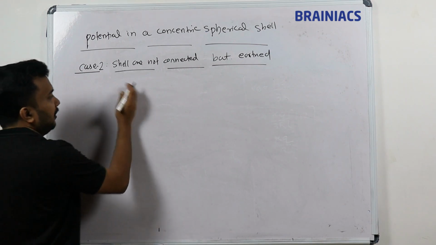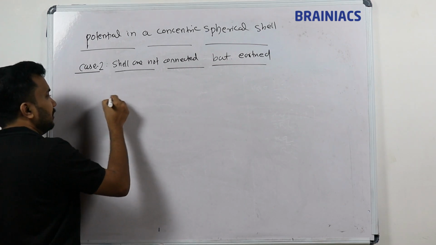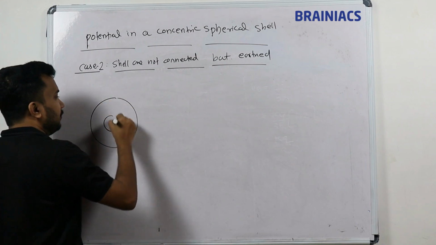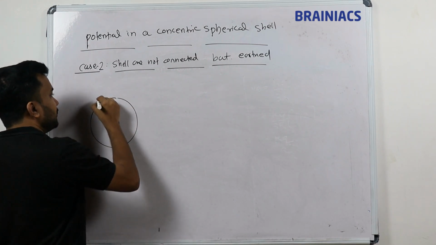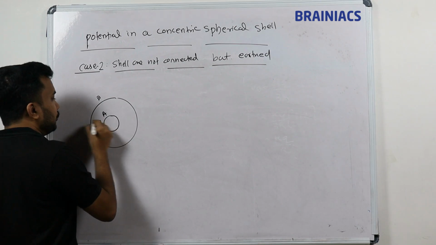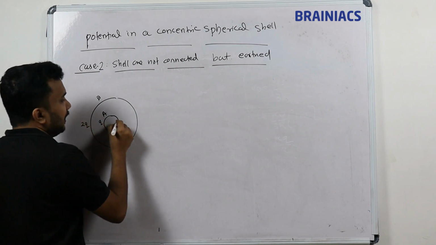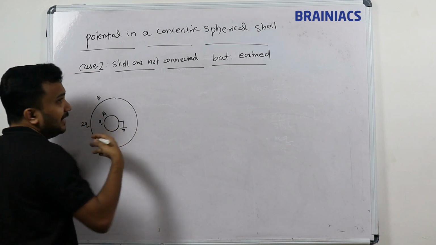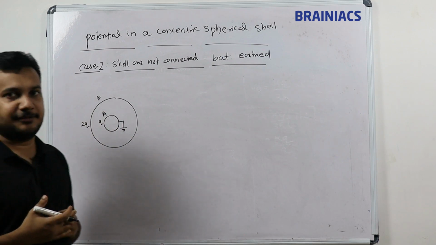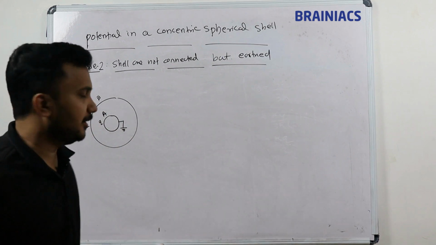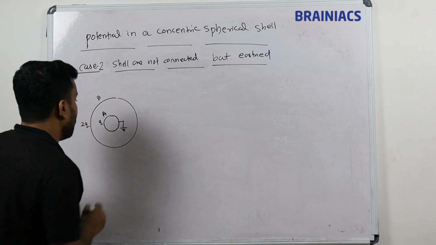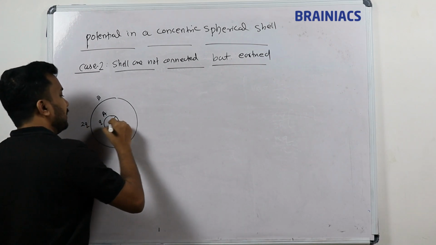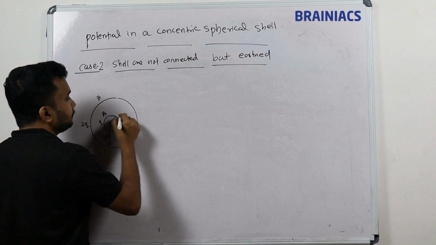We will take one example here. The same example I will take. This is shell number A, this is shell number B. Charge is Q and charge is 2Q, and this shell is earthed. This is like 2 shells I have drawn. In examination there may be 3 shells asked, but the concept is the same. Radius is R and the radius is 3R.